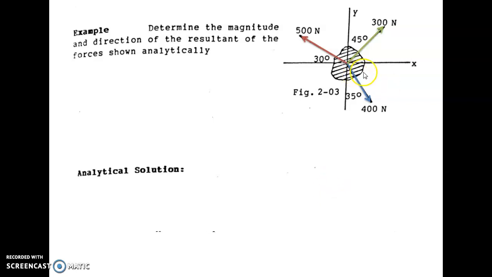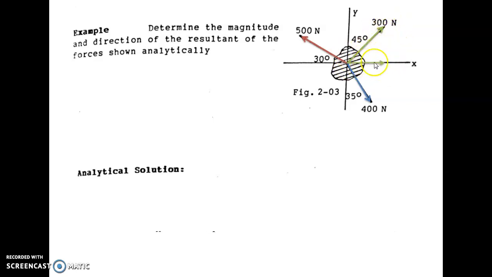Okay, so meron tayong tatlong forces dito. 300 Newton, inclined 45 degrees with respect to Y. 500 Newton, inclined with respect to X by 30 degrees. And 400 Newton, inclined 35 degrees with respect to Y. So, apply natin yung summation of forces. Okay, doon muna tayo sa horizontal.